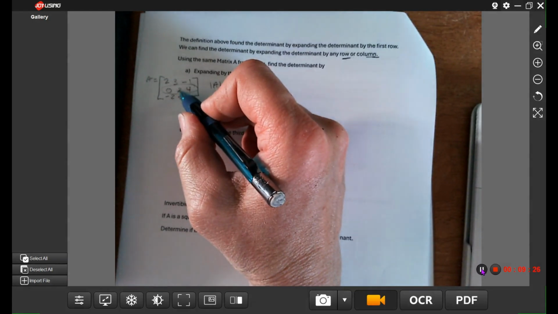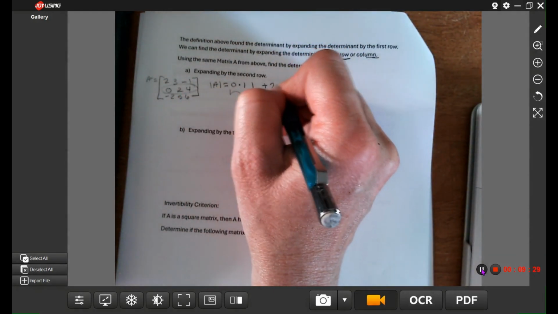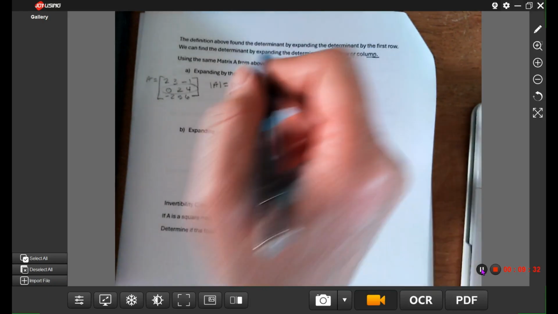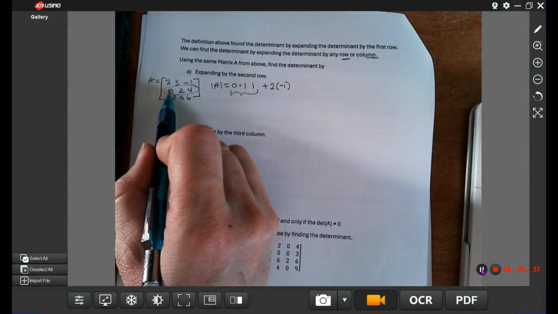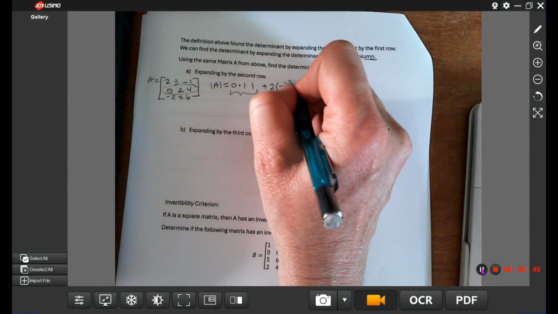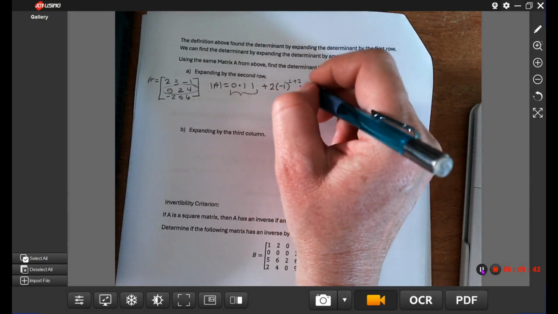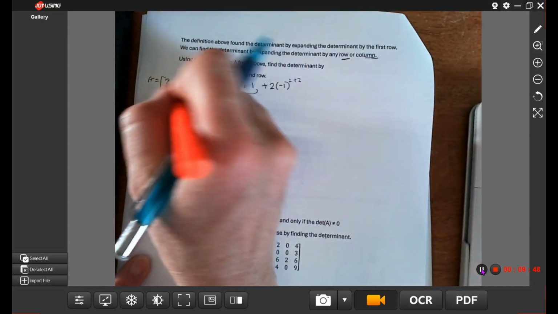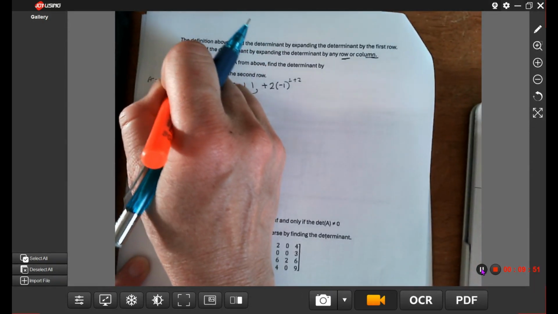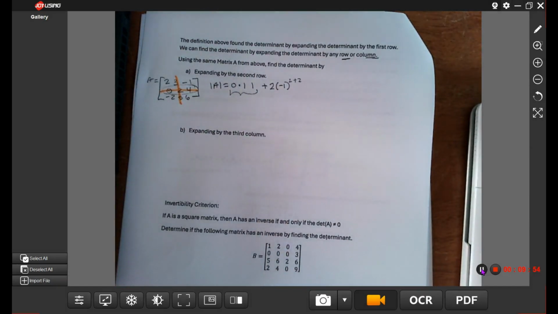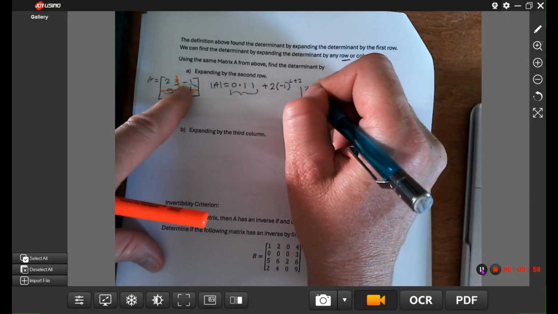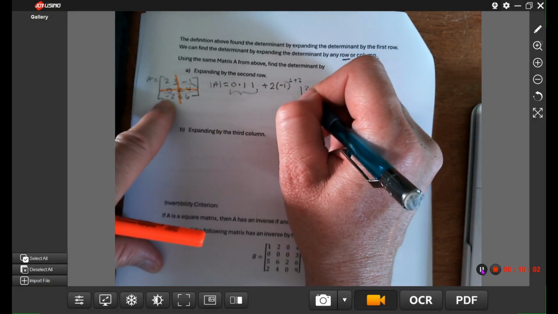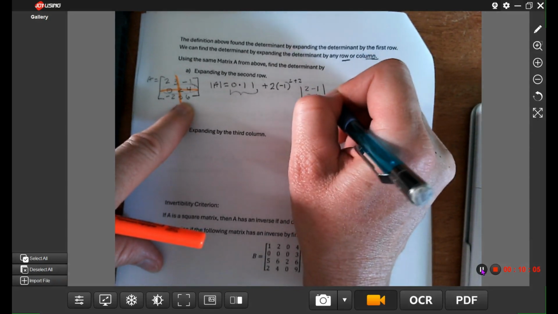the following entry in the second row, so that's 2, and multiply it by negative 1 to the power. So this is row 2, column 2. So this exponent would be 2 plus 2. And then the matrix that remains when I delete row 2, column 2 is 2, negative 1, negative 2, 6.